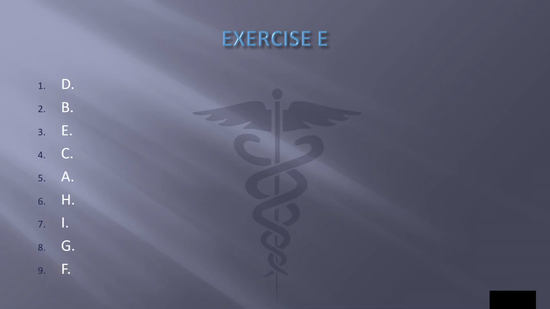Exercise E, match the test or procedure in column 1 with its description in column 2. Number 1, lumbar puncture, is D, procedure to remove cerebrospinal fluid, measurement of pressure and injection of contrast. 2, CSF analysis, is B, chemical tests, cell counts, cultures, and smears of fluid surrounding the brain and spinal cord. 3, cerebral angiography, is E, X-ray image of blood vessels in the brain after injection of contrast.